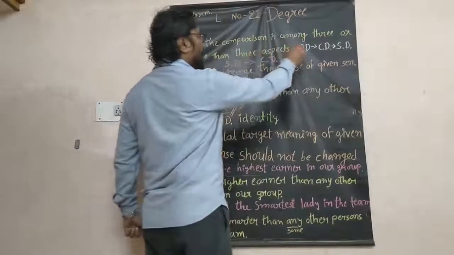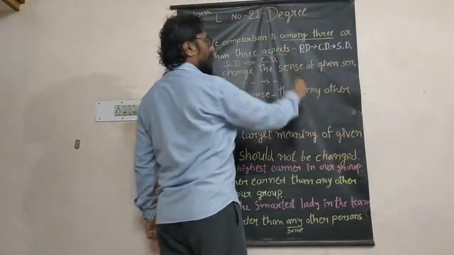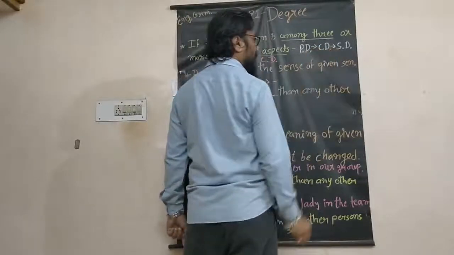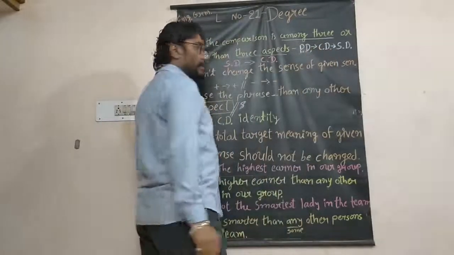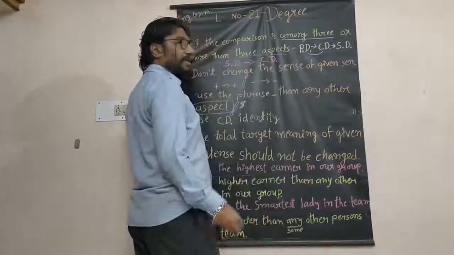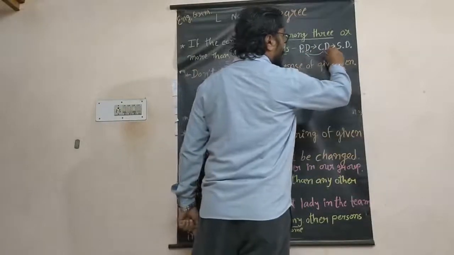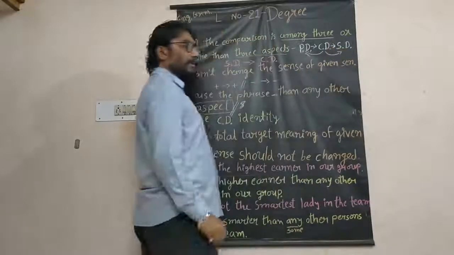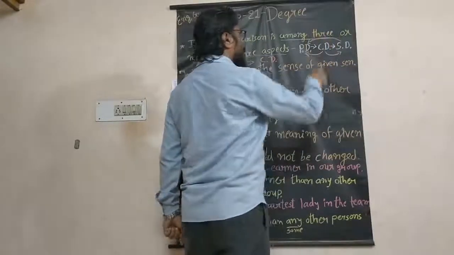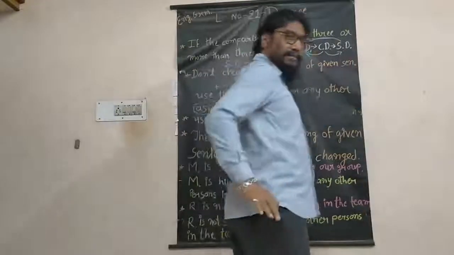If the comparison is among three or more than three aspects, at that time what can we do? We can move ahead from BD to CD, CD to SD. Maybe it is possible, if CD is given, we can move from CD to PD. Nothing is wrong with that. We can move from CD to SD. Nothing is wrong with that. If SD is given, we can move from SD to PD. Nothing is wrong with that. In this way, we can move anywhere else.